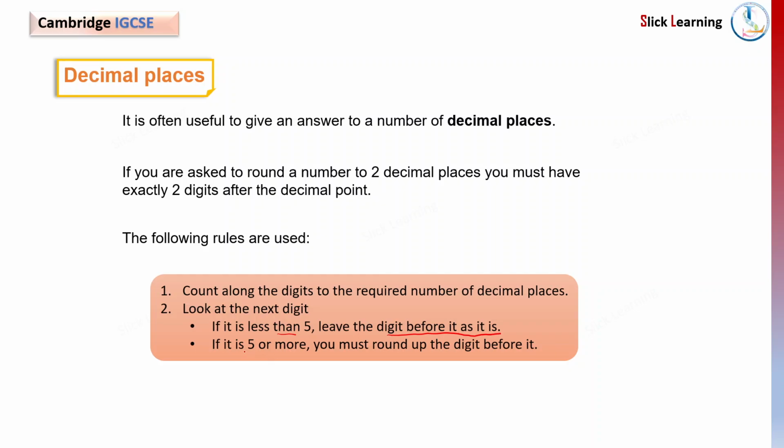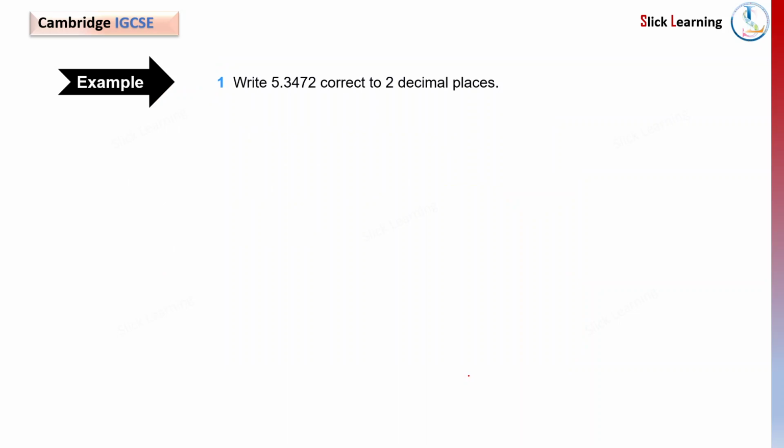And the second one, which is the most important one, is if the digit is either 5 or more, then we have to round up the digit before it. We can understand it better with an example. So let's see the example.